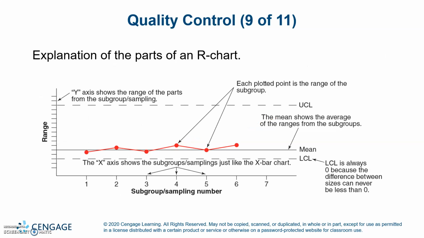Explanation of parts of the R chart. The Y-axis shows the range of parts from the subgroup sampling. The X-axis shows the subgroup sampling just like the X-bar chart. Each plotted point is the range of the subgroup. The mean shows the average of the range values, and the LCL is always 0 because the difference between the sizes can never be less than 0.